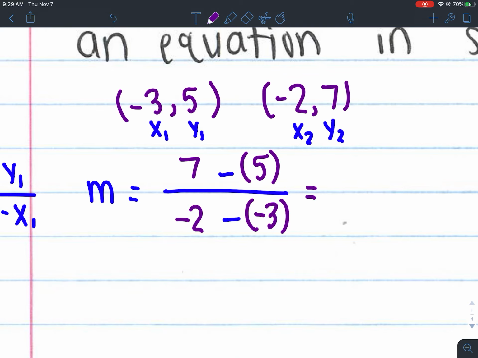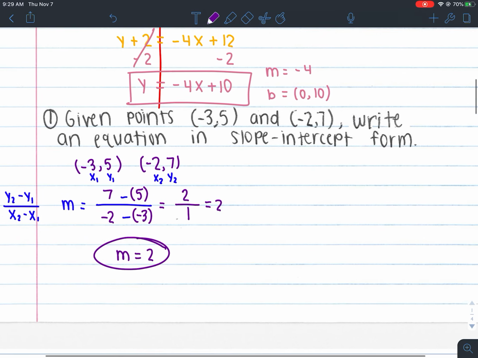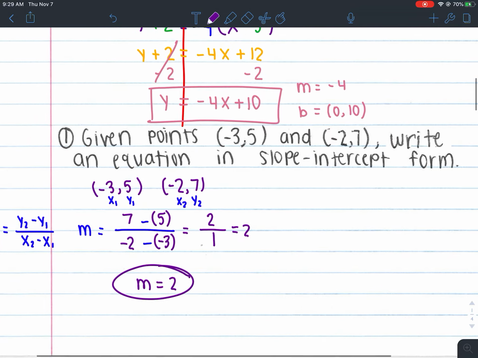Okay, so let's go ahead and simplify this. So that would be +2 over +1, which simplifies to just 2. That means that my slope is 2. But is this what it wanted us to find? Did it want us to just find the slope? No, right? It didn't ask for slope. It asked for a slope-intercept equation. So I need y equals mx plus b. I am done with this. But right now, all I have is a slope.